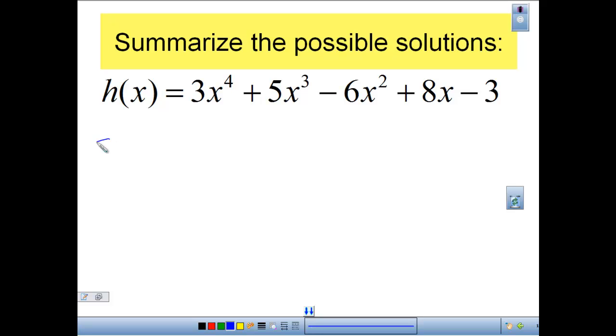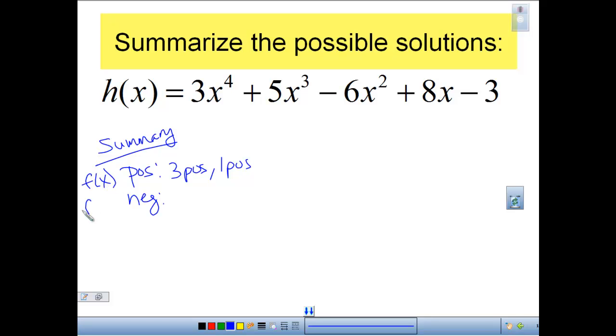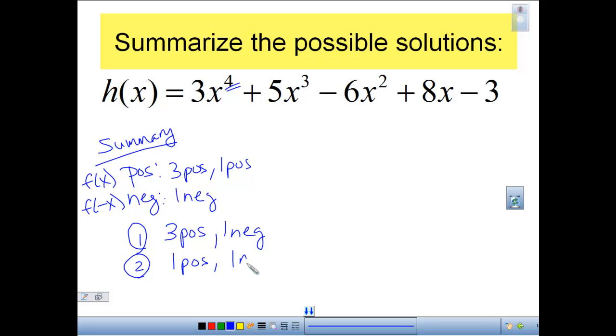All right, let's see how you did. So when you looked at your positive solutions, you saw that it could either be 3 positive or 1 positive. When you looked at your negative, looking at f of negative x, you saw that there was possibly 1 negative. So that tells us that there's 2 possibilities. Because we know that the sum has to be 4, we could either have 3 positive and 1 negative, there's our 4 solutions. Or it could be 1 positive and 1 negative, and then the remainder are the 2 non-real.